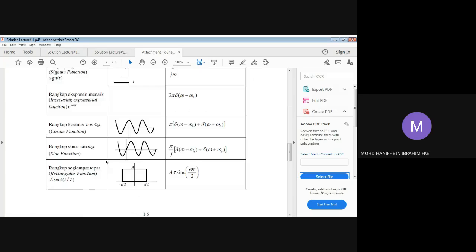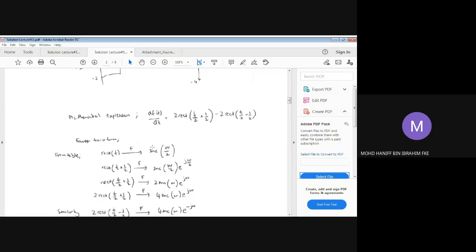We have to go back to this. A rectangular t over tau will give us A tau sinc omega tau divided by 2. So by substituting A and tau equal to 1, we're going to have sinc omega divided by 2. That's why we have these equations here.